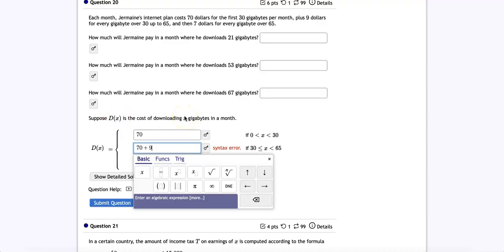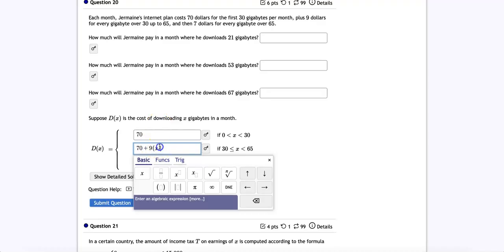Well, we don't want to do 9x, because if we do 9x, that's going to tell us we're paying $9 per gigabyte for all the gigabytes and the additional $70. No, we're not actually paying $9 for every gigabyte, just the ones that are over 30 up to 65. So over 30 would be represented as x minus 30. And so x minus 30 is the over 30 gigabytes. That gets multiplied by 9, and then you add the standard $70 cost.